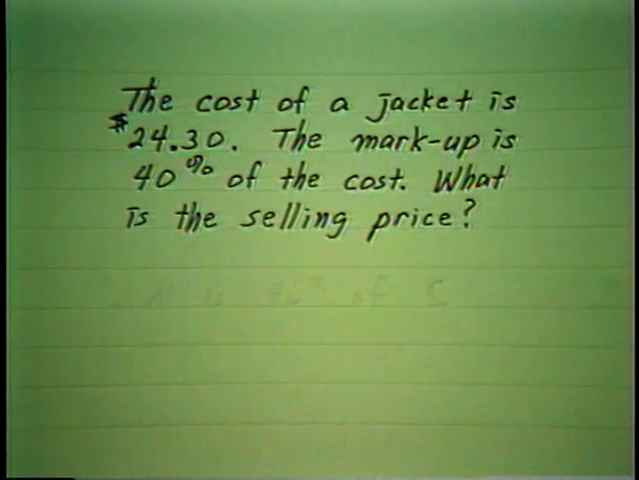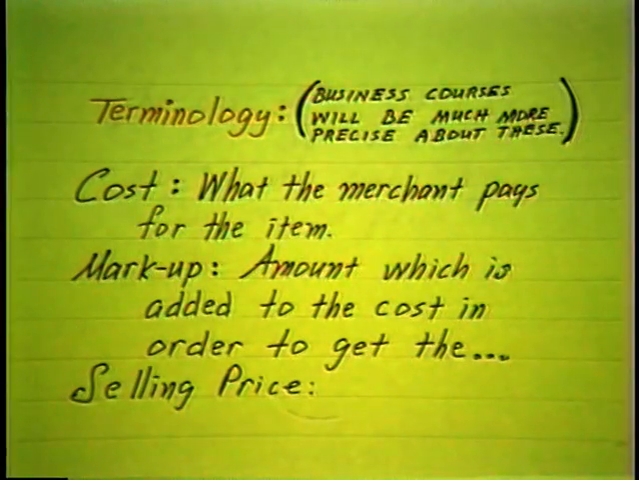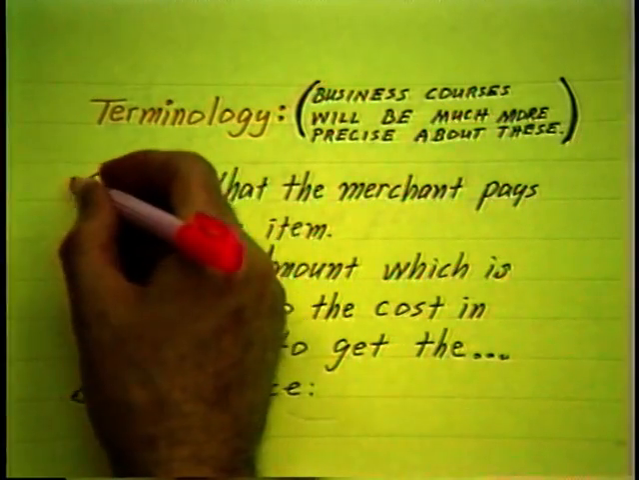The cost of a jacket is $24.30. The markup is 40% of the cost. What is the selling price? Now it's important to realize here you're looking at this from the point of the merchant, not the buyer. So let's look at how we can dissect this problem. Let's look at the words we're using. And of course we know that business courses will be much more precise about these than we will, and they must be.